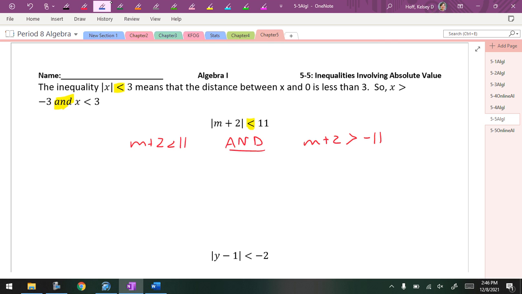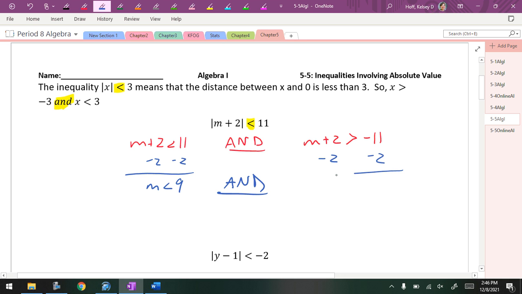On the left, I should subtract 2. m is less than 9. And on the right side, minus 2. m is greater than negative 13. If I want to push this back together, put the numbers in order. Which one's smallest? Negative 13. And then 9 is bigger, yes?